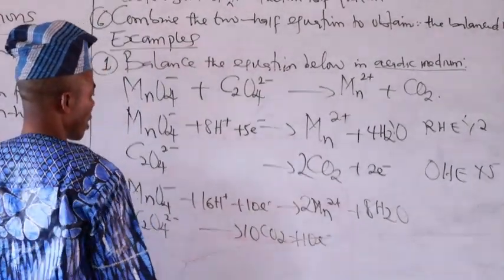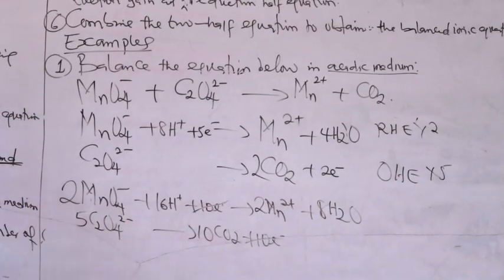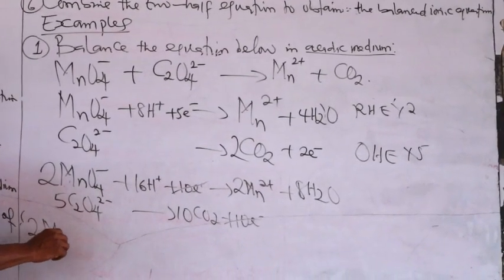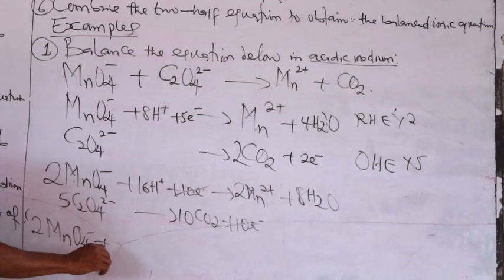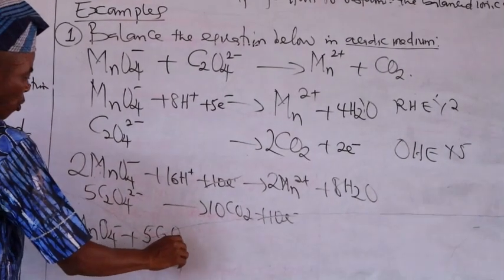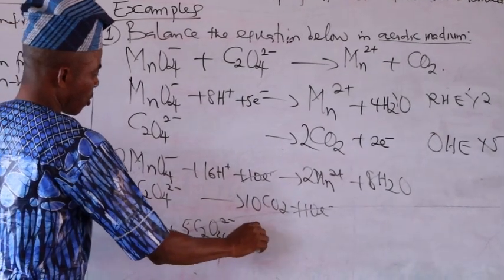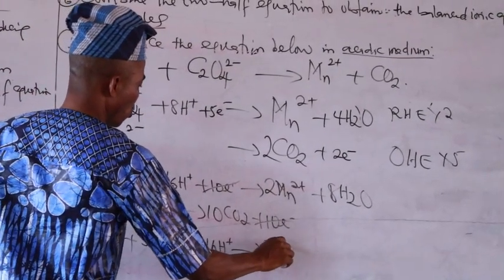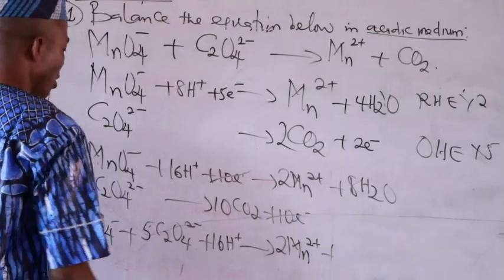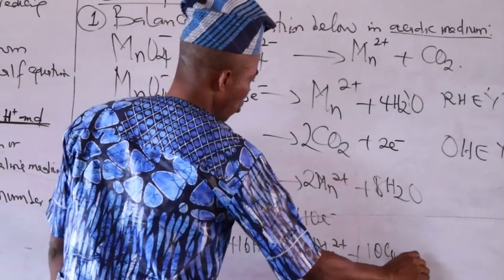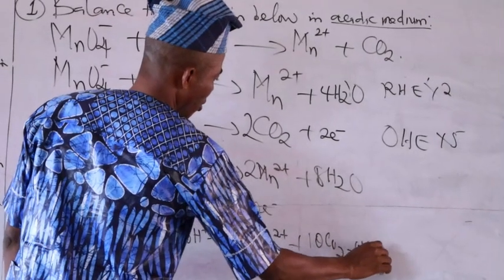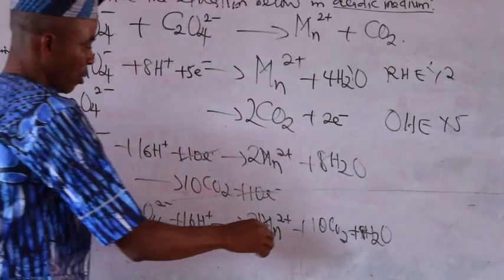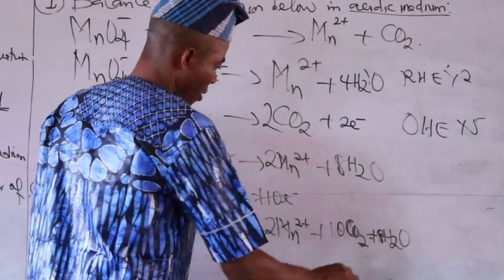Electron loss cancels electron gain. They combine the two halves. That is 2MnO4- plus 5C2O4 2- plus 16H+. This gives us 2Mn2+, 10CO2 plus 8H2O. So if you check the equation, you find out that the equation is balanced.